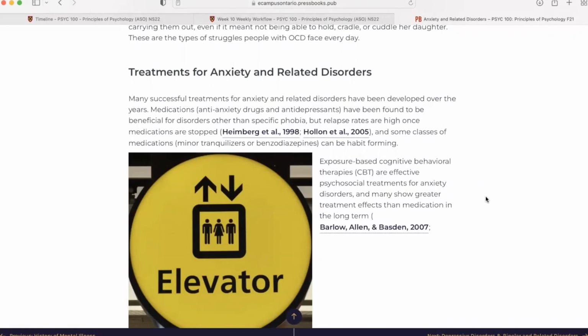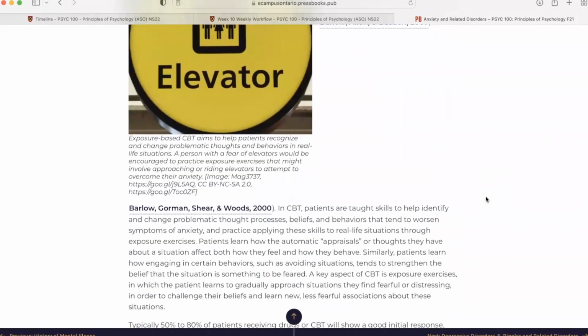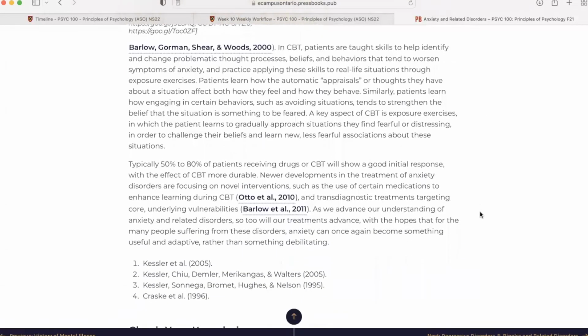Exposure-based cognitive behavioral therapies, CBT, are effective psychosocial treatments for anxiety disorders, and many show greater treatment effects than medication in the long term. In CBT, patients are taught skills to help identify and change problematic thought processes, beliefs, and behaviors that tend to worsen symptoms of anxiety, and practice applying these skills to real life situations through exposure exercises. Patients learn how the automatic appraisals or thoughts they have about a situation affect both how they feel and how they behave. Similarly, patients learn how engaging in certain behaviors, such as avoiding situations, tends to strengthen the belief that the situation is something to be feared.